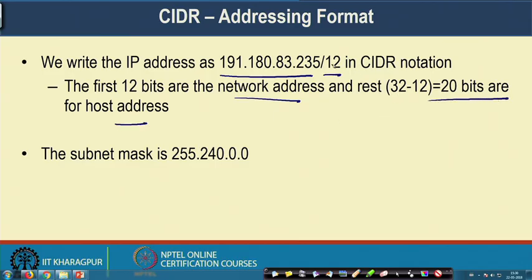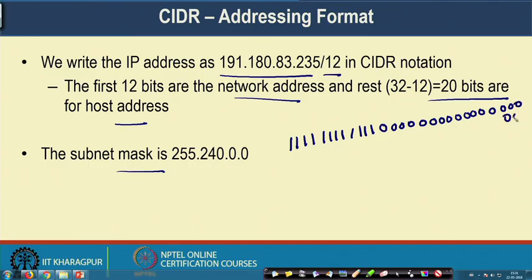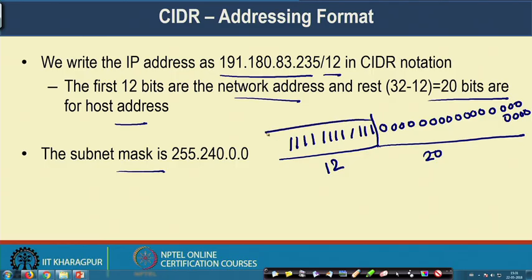The first 12 bits are the network address, which means my subnet mask would have the first 12 bits as 1 and the remaining bits as 0. So, I will have the first 12 bits as ones in the subnet mask and the remaining 20 bits as zeros. This determines that the first 12 bits denote my subnet IP.